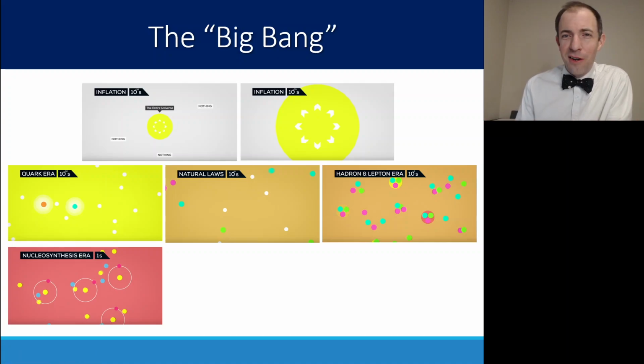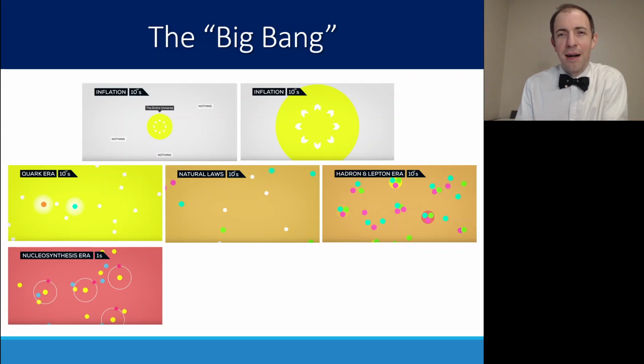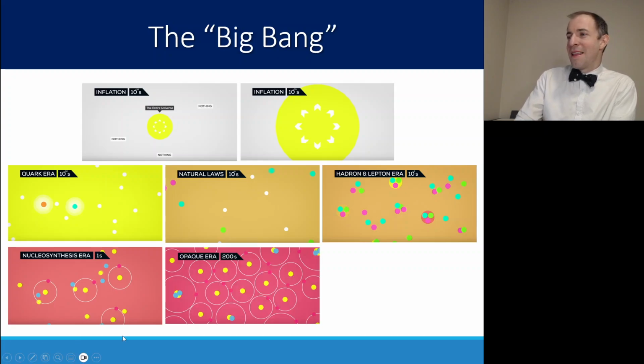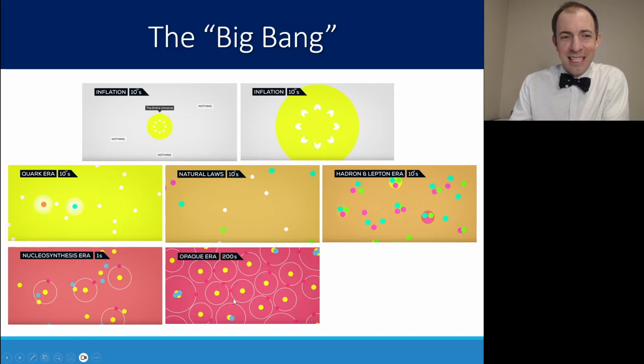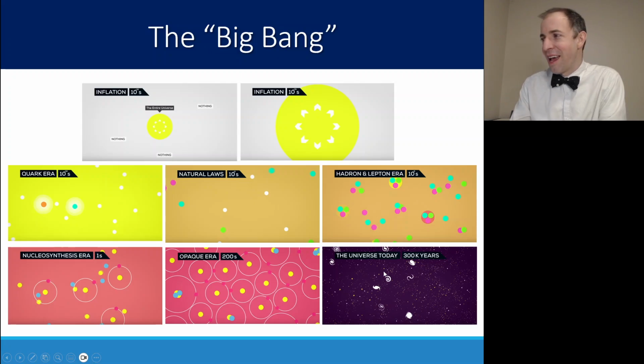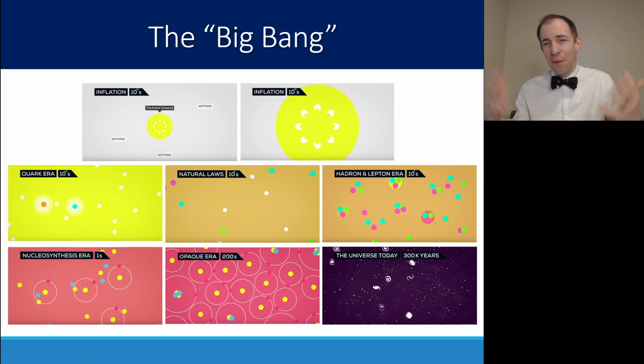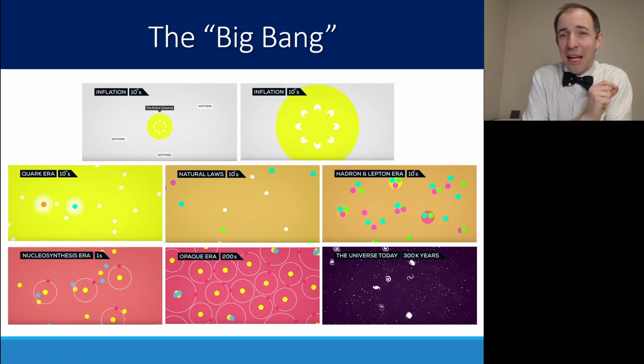Most of these atoms are hydrogen atoms. They will then ultimately fuse to create things like helium, and then in the belly of stars, other things larger than that. And then the opaque era, about 200 seconds in, and ultimately the universe today was a pretty big jump there. Light was not able to travel through for a long period of time.